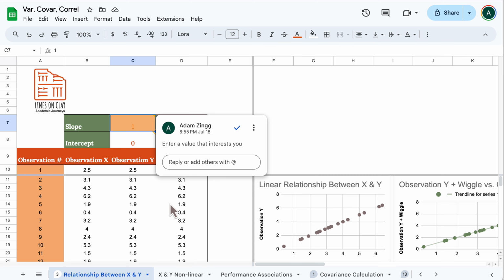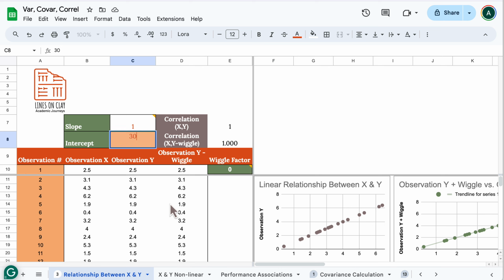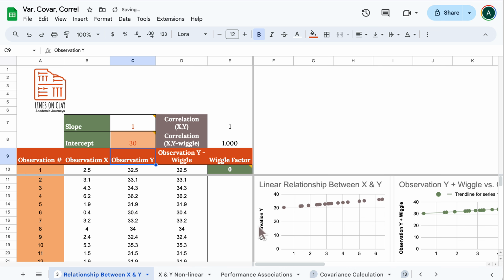What if we change the slope? And what if we change the intercept? Well, let's just handle the intercept first. Let's all of a sudden make 30 the value of the intercept. The line went up. It's a little different than it was before. It no longer goes through the origin. But still there's a perfect linear relationship. It's a positive relationship. Correlation is 1.